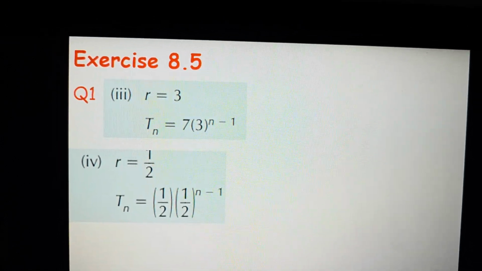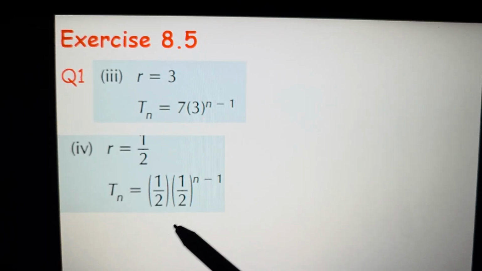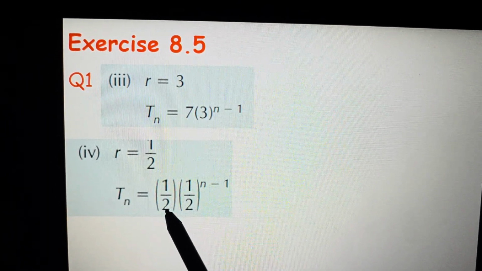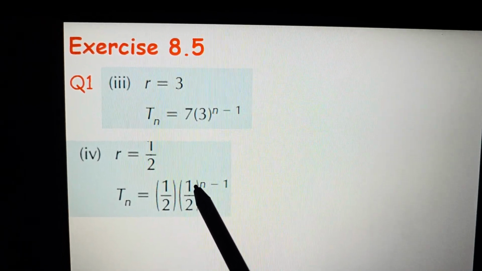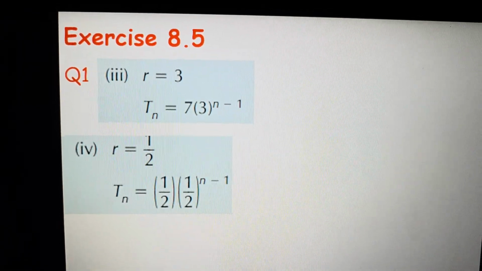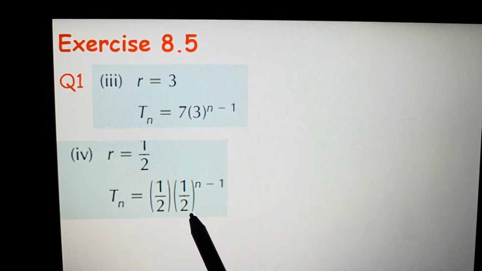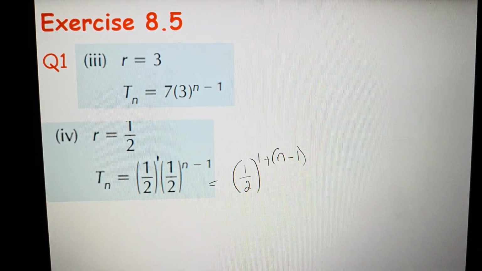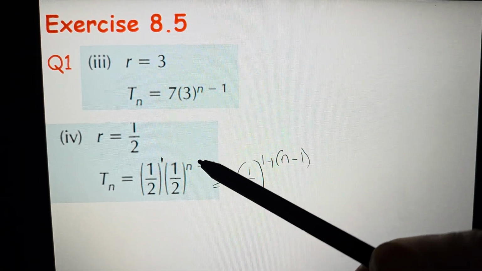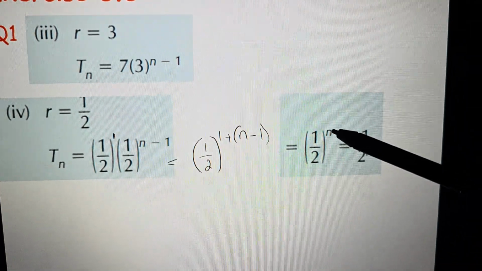For part 4, common ratio is a half. Again, one term divided by its previous term will give you the common ratio. T of n then is a, which was a half, multiplied by r, which is a half, to the power of n minus 1. I need to tidy that up though, okay? The base numbers are the same, so I can use rules of indices to tidy it up. So it would become a half to the power of 1 plus n minus 1, which tidies up to be a half to the power of n.